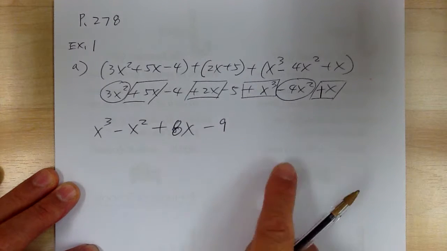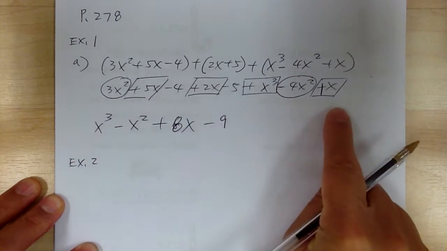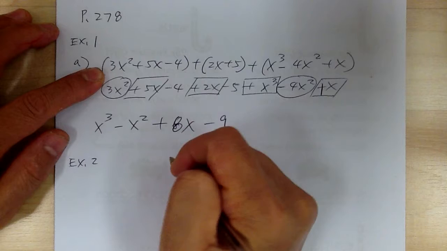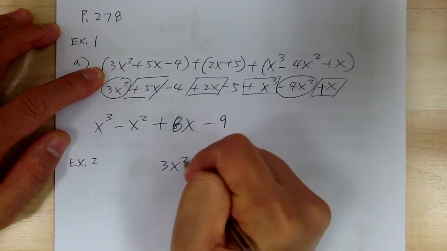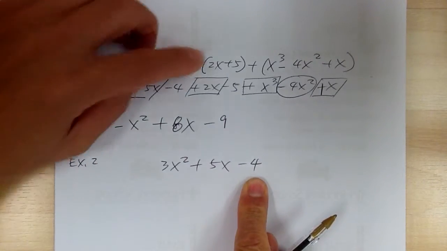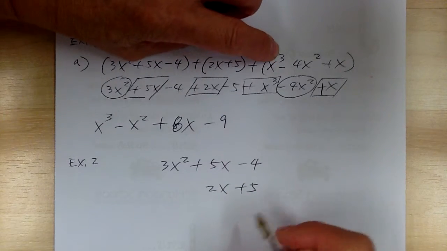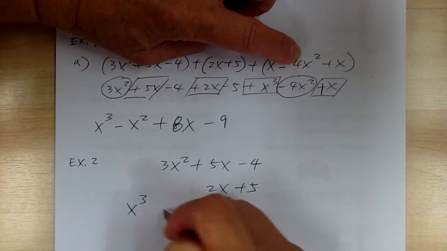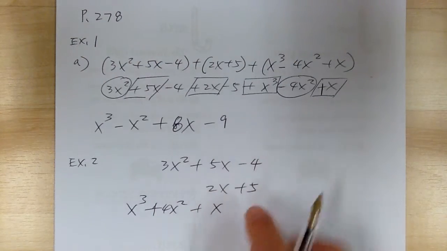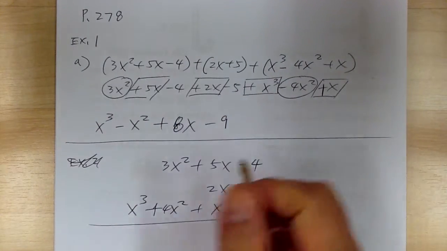Now you also can add this vertically. Example 2 is horizontal. When you add vertically, you have to line up everything. Like this one over here, you're going to get 3x squared. You have to arrange in descending order. This one is going to be 2x plus 5. Now this one over here, notice there's an x cubed, so you have to put x cubed over here. Then you've got 4x squared and plus x. If you have anything missing, just leave a space. This is not example 2, I'm just using this as an example. Then you just go and add vertically.